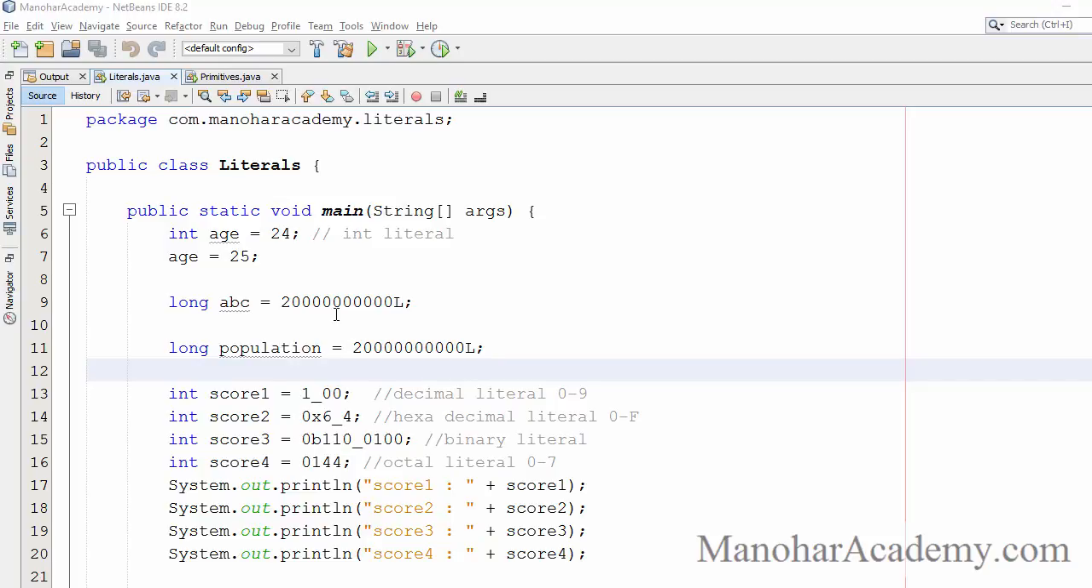Hi, in the previous lesson we have looked at Java literals. In the current lesson we are going to revisit primitive data types. Okay, let's recap what we have learned in the literals class.